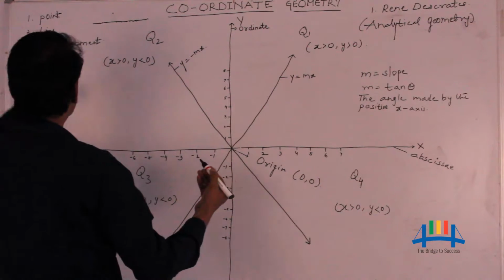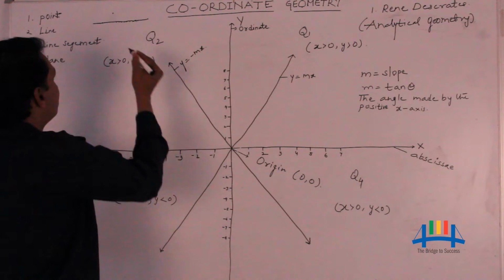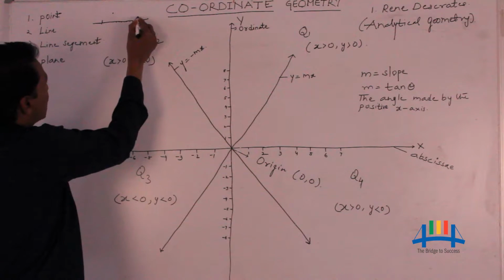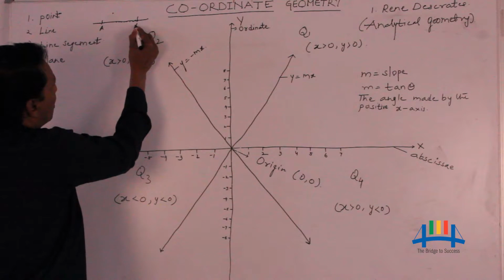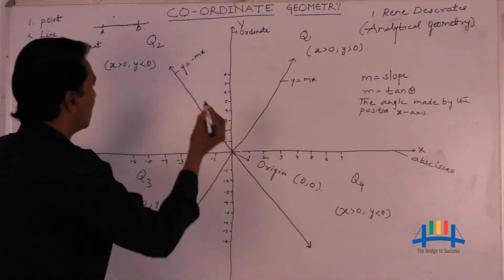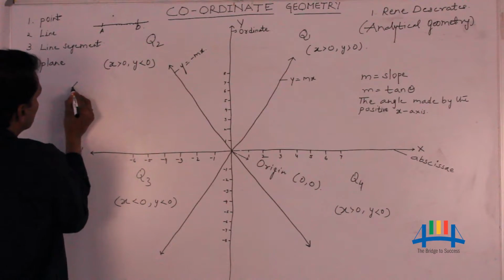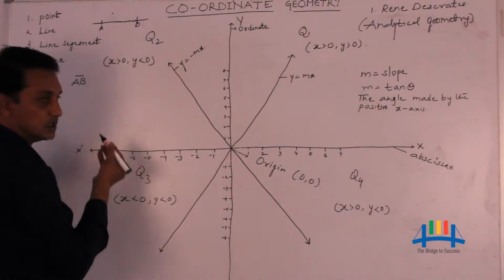Now let's see about line segment. What is a line segment? Suppose the same line is divided into two parts, and we write the first point as A and the second point as B. We call it the line segment AB, and it is denoted in this form.